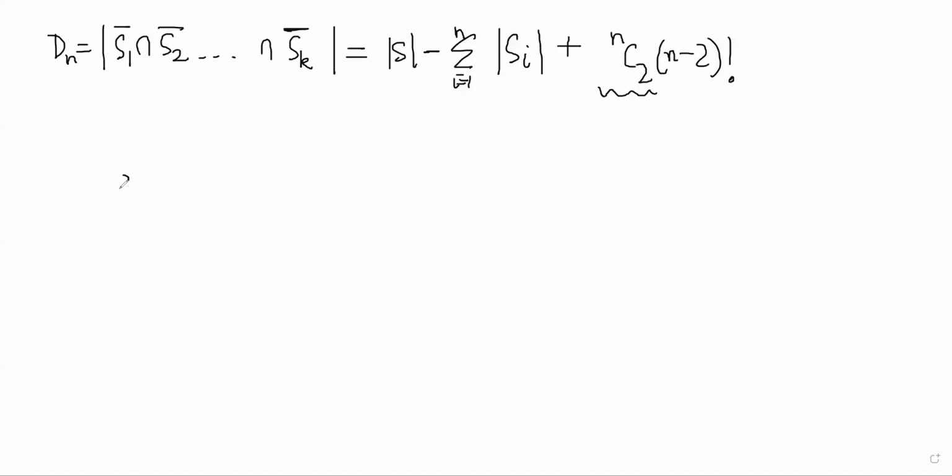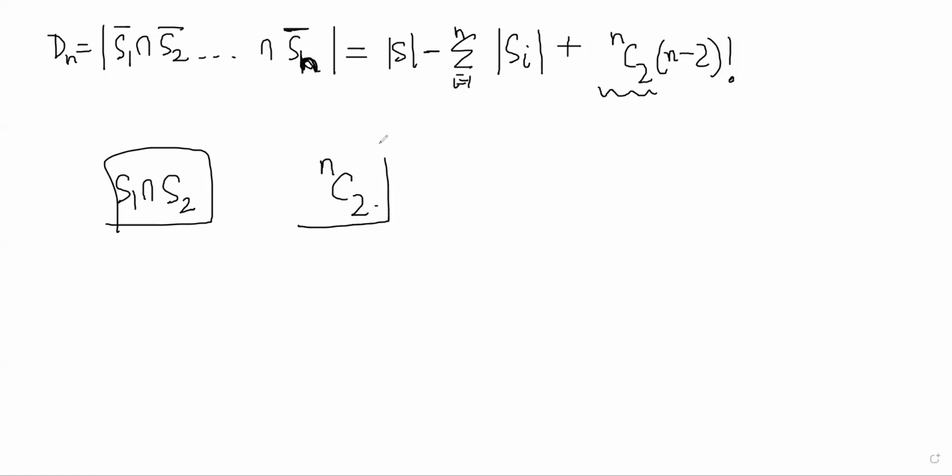When you have terms like S1 intersection S2, how many such terms are there? The number of such terms is basically, out of the n subsets, till Sn, we are selecting any two, right? nC2 terms. Here, the number of such terms is obviously nC1.